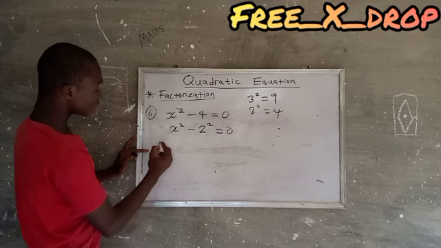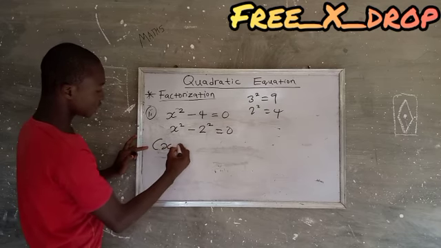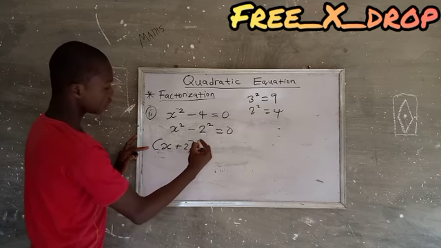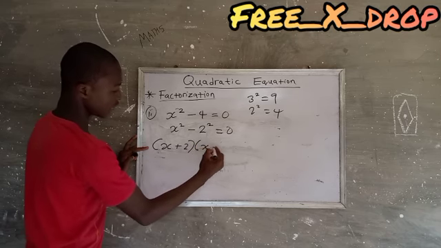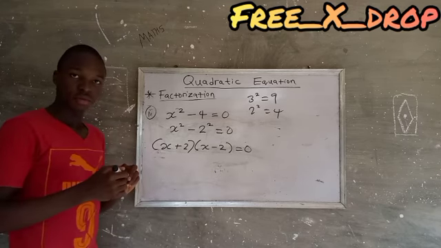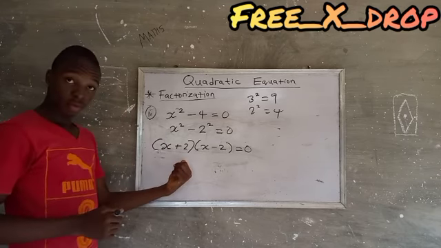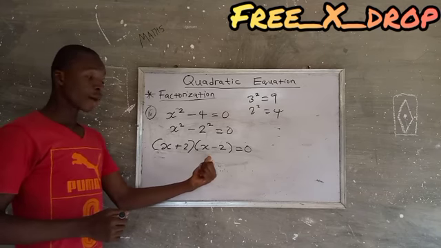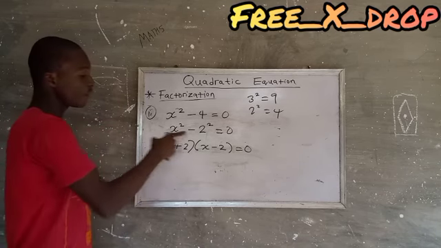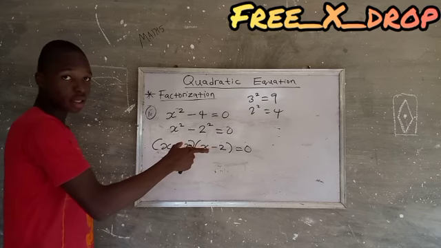So you simply write x plus 2, one bracket, then open another bracket, x minus 2. This is how you solve difference of two squares.